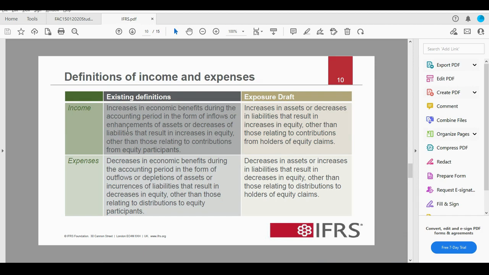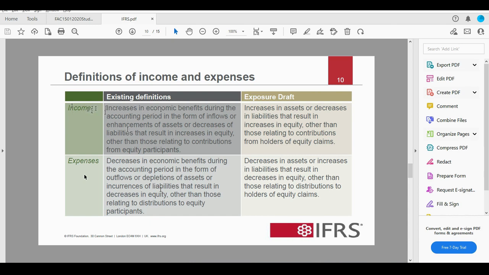Again, you need to look at these definitions before, but if you know the definition of your assets and your liabilities, it's going to be easy to then tell whether it's an income or expense. Because if it doesn't fall on your liabilities or assets or equity, then the only thing that is left is these two. Now let's look at income.